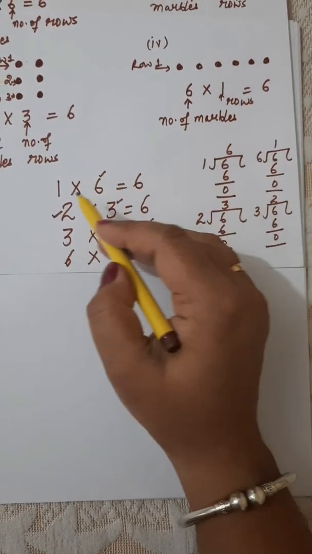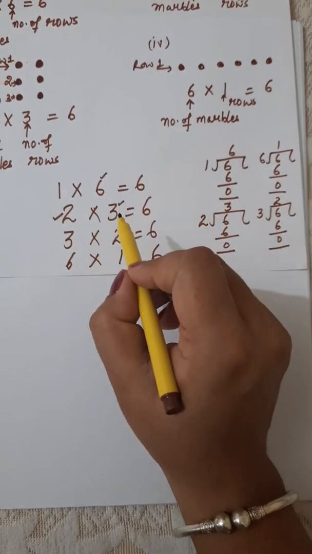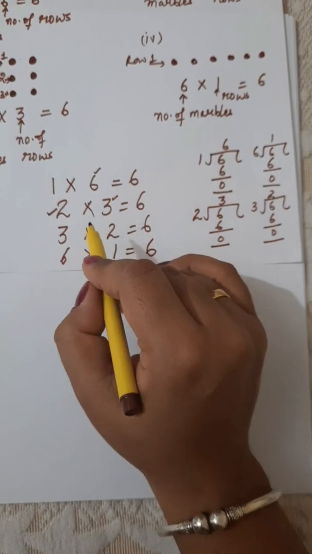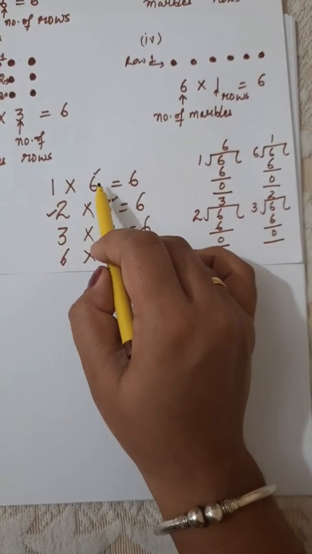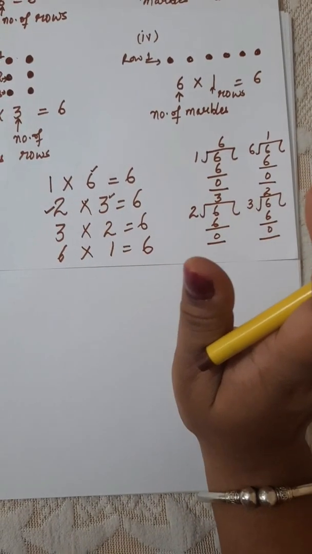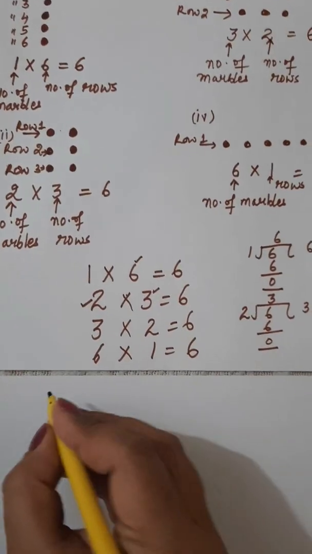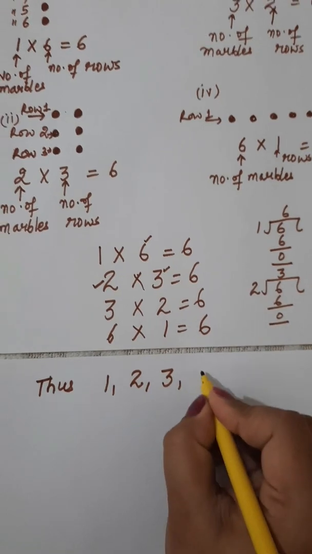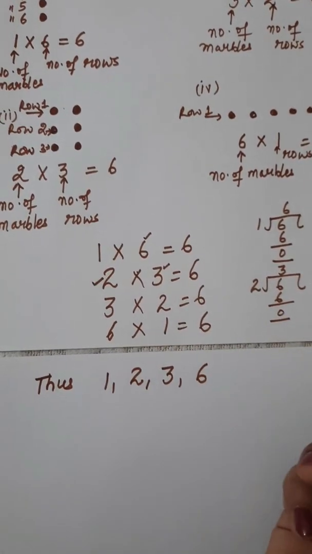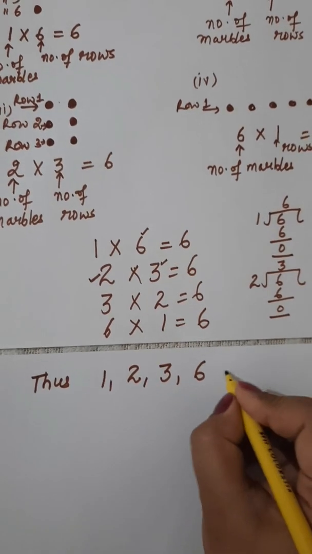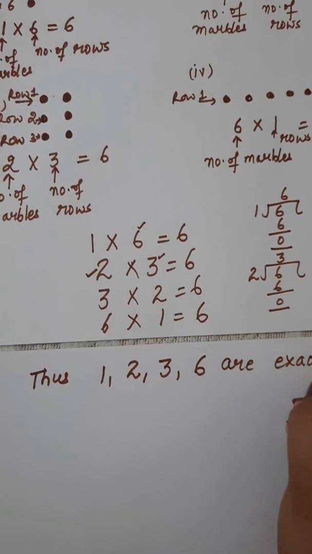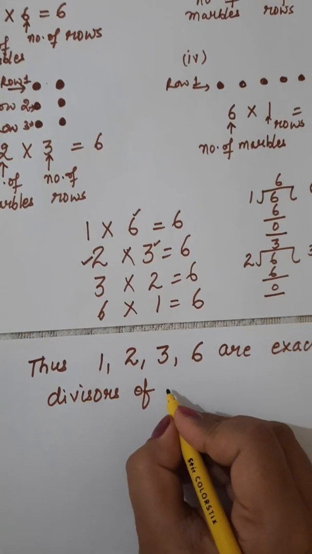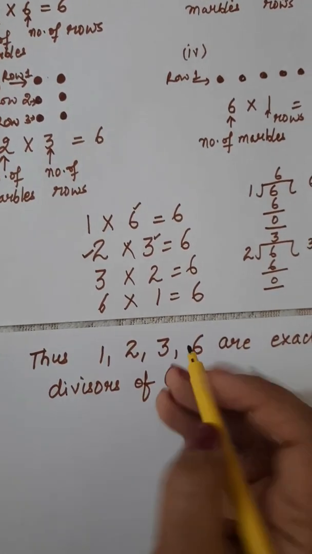Simply I can say that 1, 6, 2, 3 exactly divide 6. So we can say that 1, 6, 2 and 3 are the divisors of 6. Since here they are repeating, we don't write them twice. So 1, 2, 3, 6 are the exact divisors of 6, and these are also called the factors of 6.